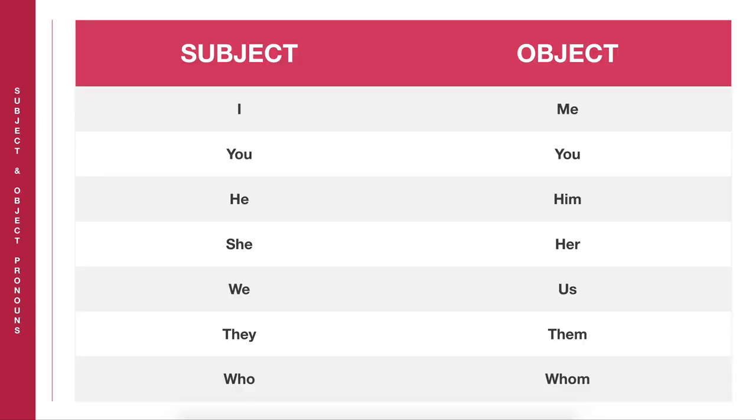Now let's take a look at some of those. First off, on the left-hand side, you can see pronouns that should be used in the subject position of a sentence: I, you, he, she, we, they, who. But if we are using those same pronouns and putting them into the object position of the sentence, they need to change a little bit. So I would turn into me. You will stay the same; it will still be you. He would turn into him. She would turn into her. We would turn into us. They would turn into them. And who would turn into whom. Let me show you a few examples of those.